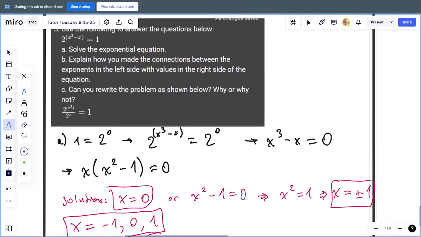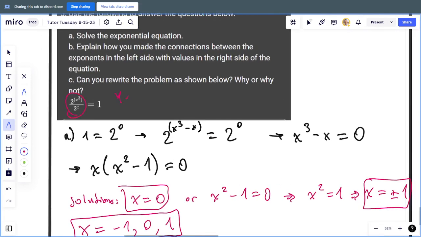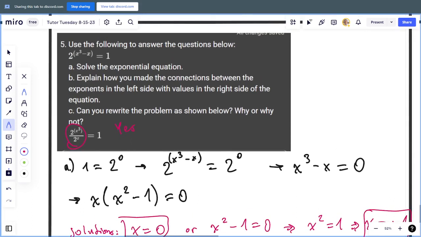Explain how you made the connections between the exponents on the left side with values on the right side. Well, you guys just saw I rewrote 1 as a base of 2, specifically 2 to the 0th power. And can you rewrite the problem as shown below? Yes, because we can use the exponent rule that if we have two of the same base dividing each other, we can subtract the exponents in the bottom and just rewrite this under one base. Or that a to the b over a to the c is the same thing as a to the b minus c.